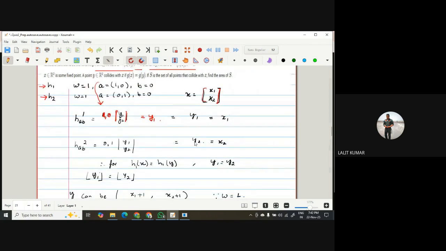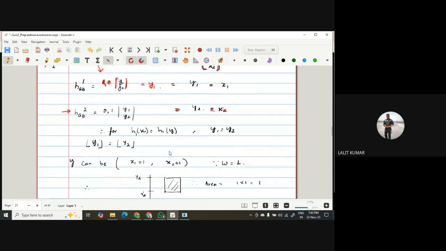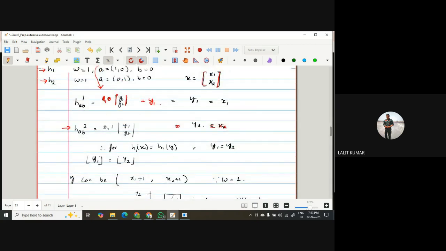Similarly, for your next hash function, it becomes 0, 1, y1, y2. From here, you get y2. So your y2 has to be equal to x2, then only the collision will take place. So for both hash functions, if they have to collide, your h1x is equal to h1y, the floor of y1 has to equal the floor of y2. Then only that you take the floor value of this, then only the collision will take place.